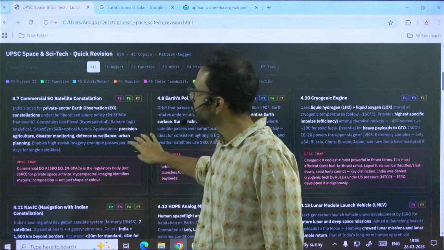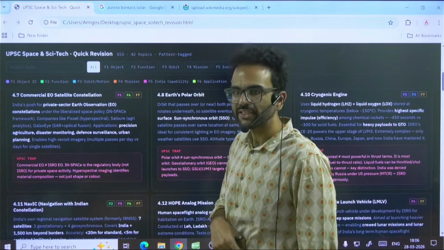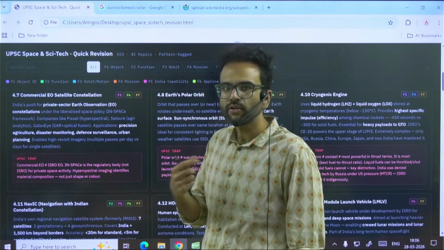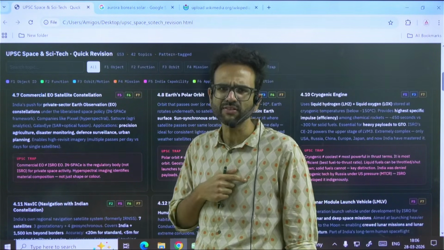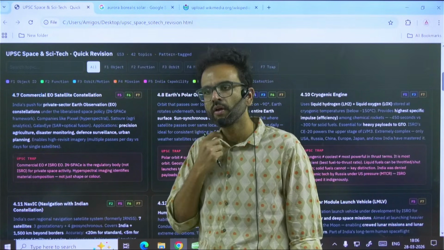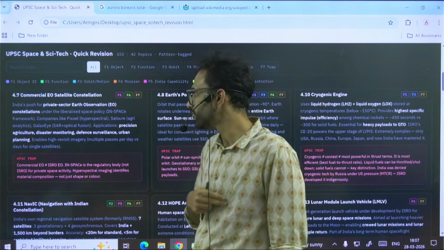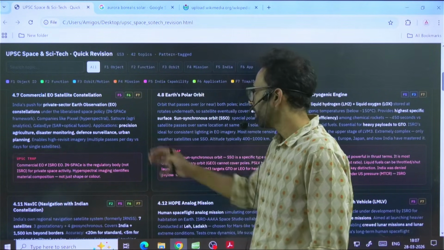So India wants commercial Earth observation satellites in private space, because everything to be produced by ISRO's missions is going to be expensive, and it's also time consuming. We need public-private partnerships for the same reason. We can have defense surveillance and even urban planning, the same thing. Anyway, we'll move forward.